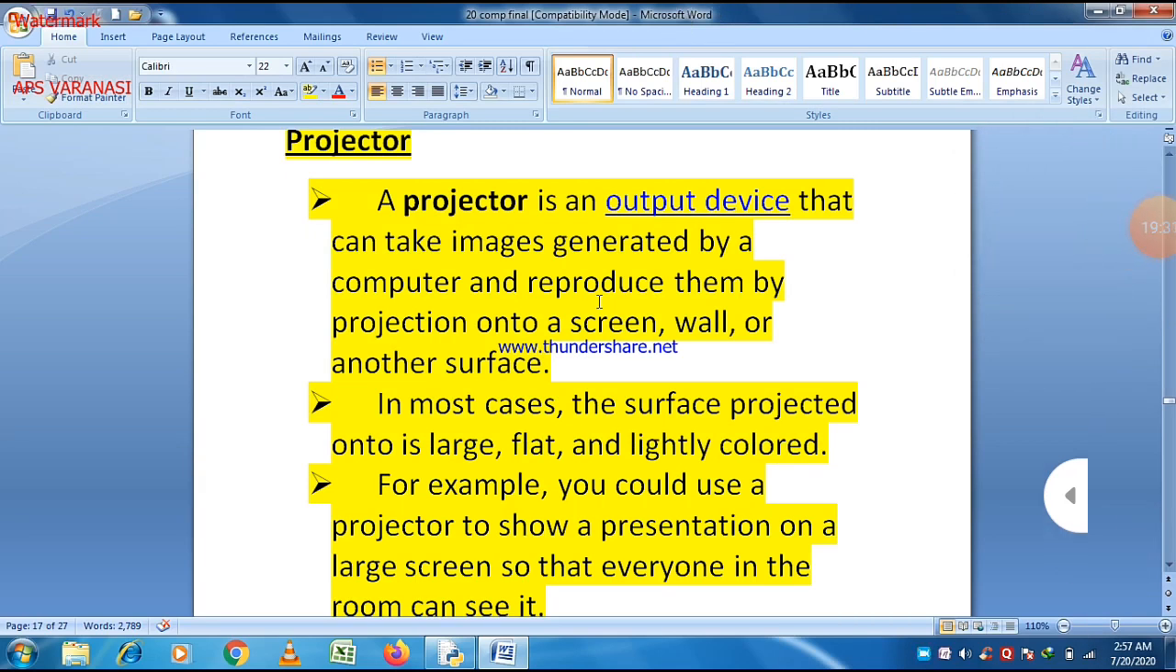These are the three important points regarding the projector. First of all, it is an output device. Second, it takes images generated by a computer and reproduces them by projection onto a screen. Third, in most cases, the surface projected onto is large, flat, and lightly colored, and it is useful to give a presentation so that everyone in the room can see it on a large screen.